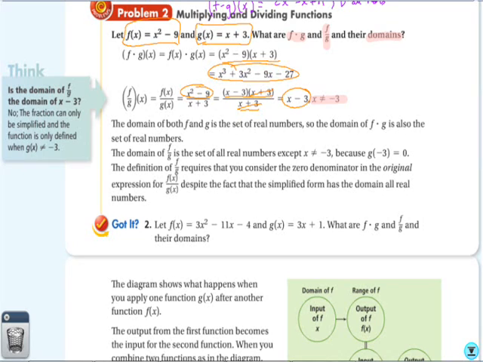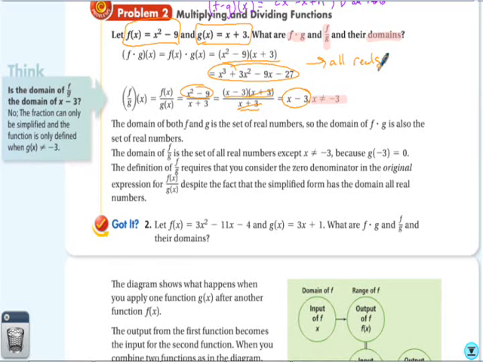The domain for both f and g is the set of real numbers. So the domain of f times g is also the set of real numbers. That's all reals, no problem. The domain of f divided by g is the set of all real numbers except x can't be equal to negative 3. If x is equal to negative 3, the denominator is 0.